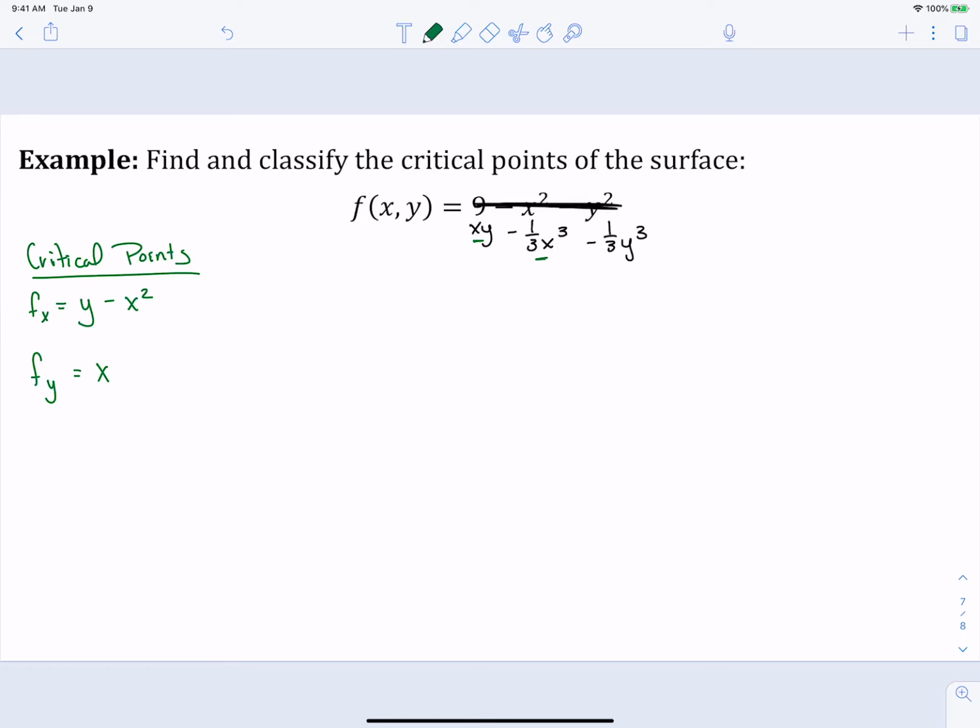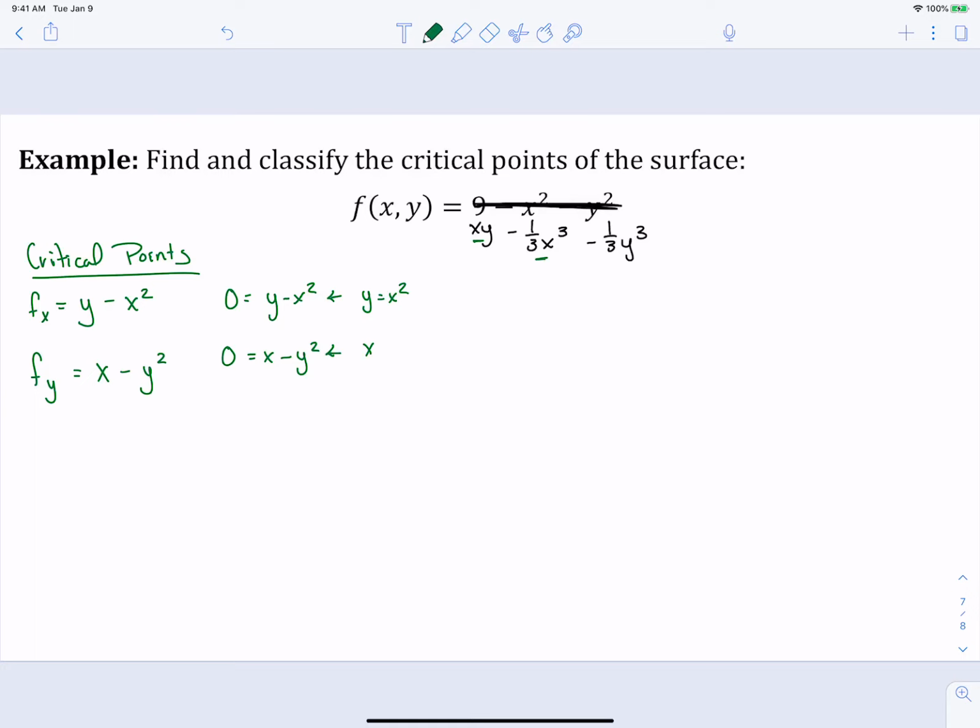F of y is going to be extremely similar. And we're going to get x minus y squared. Okay, so again, we need to figure out when are these equal to 0. When are they both equal to 0? So what you end up with, when we're figuring out when these partial derivatives are equal to 0, is you've got a little system of equations. We're trying to figure out what x and y values we can plug in that make both of these things 0. So this first one tells us that y is equal to x squared.